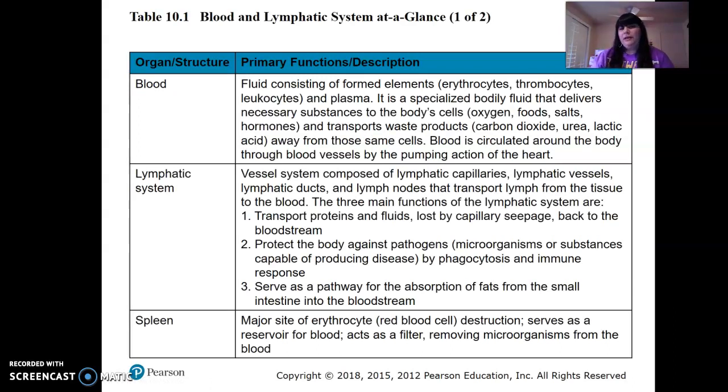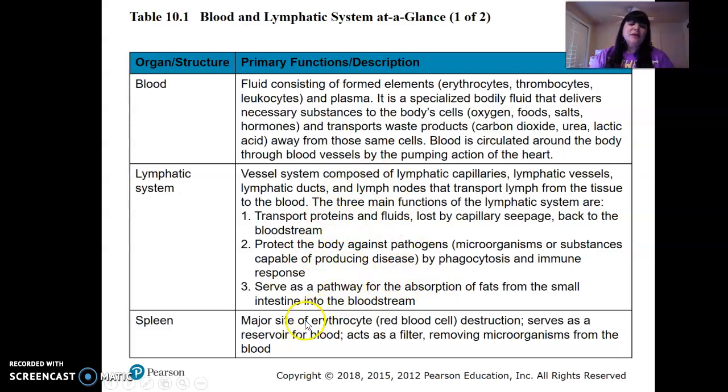So what is blood? Actually the next picture shows it better, so I'll focus on that. Lymphatic, right? It says it transports protein fluid, protects, and absorbs fat. So those were the functions.